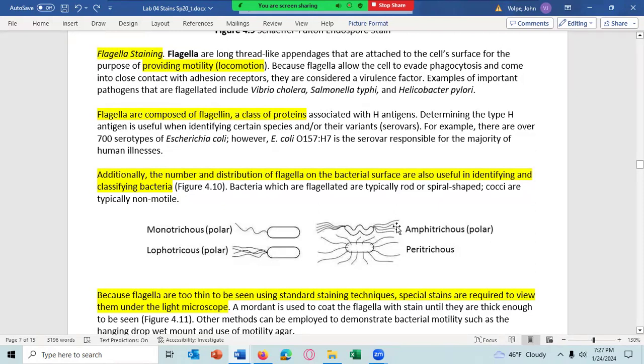And the cell can become peritrichous, assuming that this cell is allowed to live and reproduce and consume nutrients. Eventually, it'll become peritrichous as the cell puts out a whole slew of flagella. Any question on the special stains?